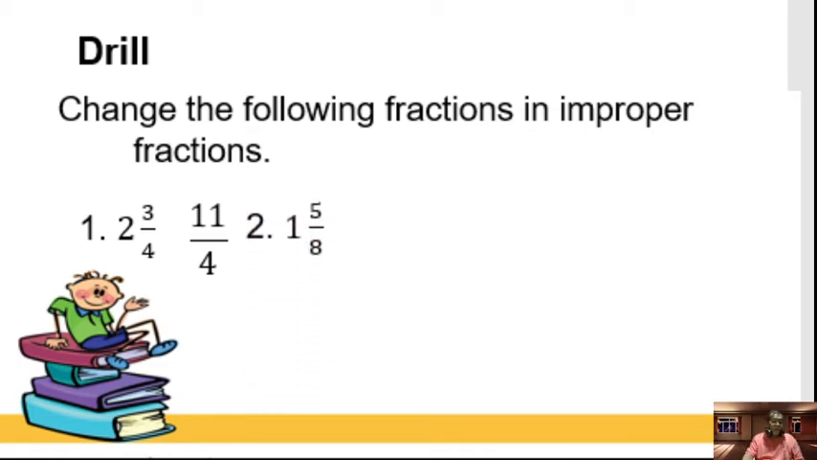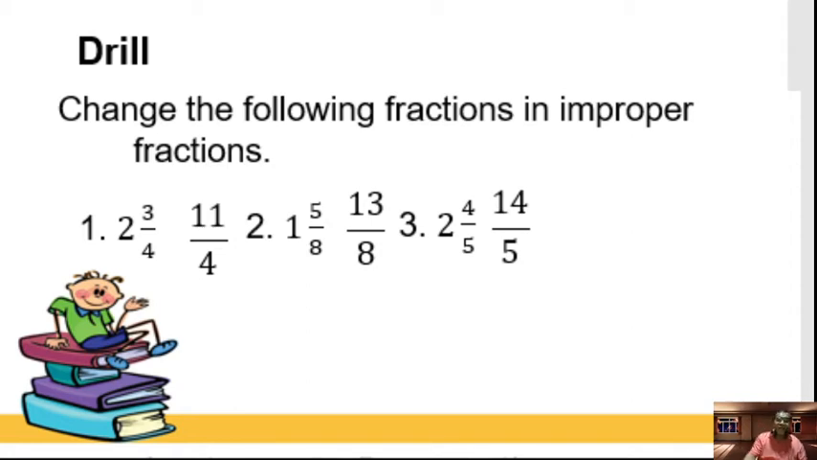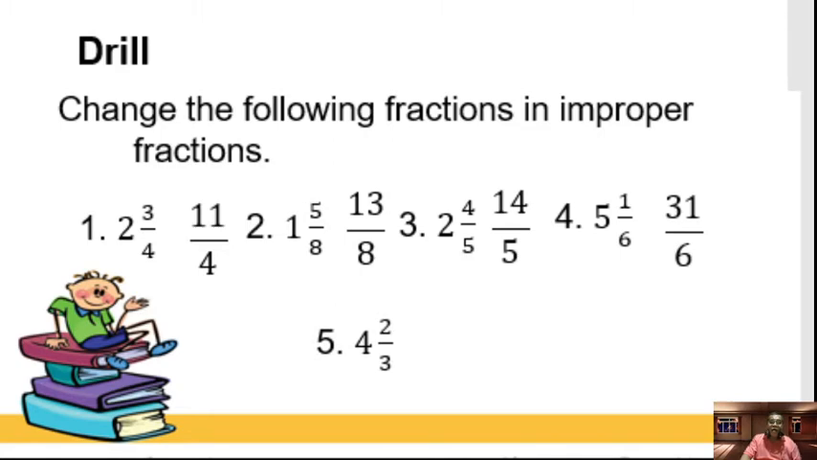Next, 1 and 5/8. That is equal to 13/8. Next, 2 and 4/5. That will become 14/5. Then, 5 and 1/6 will become 31/6. And the last one is 4 and 2/3, which will become 14/3.